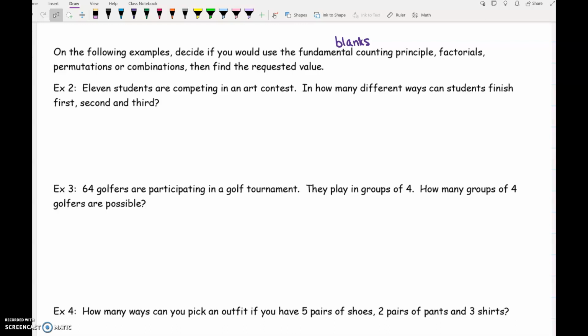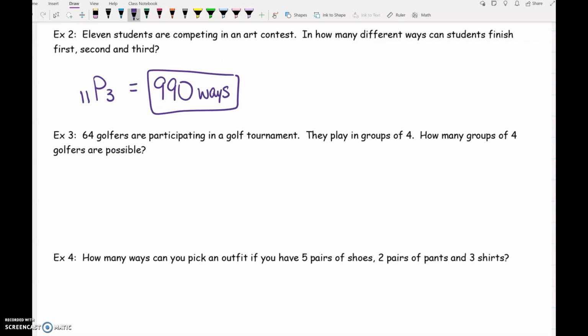Yes, order matters, so it needs to be permutations. I'm just going to write what it is. We have 11 students, and we are arranging 3 of them. 11P3 means we have 11 students and we are arranging 3 of them. You can type that into your calculator and see what that is.